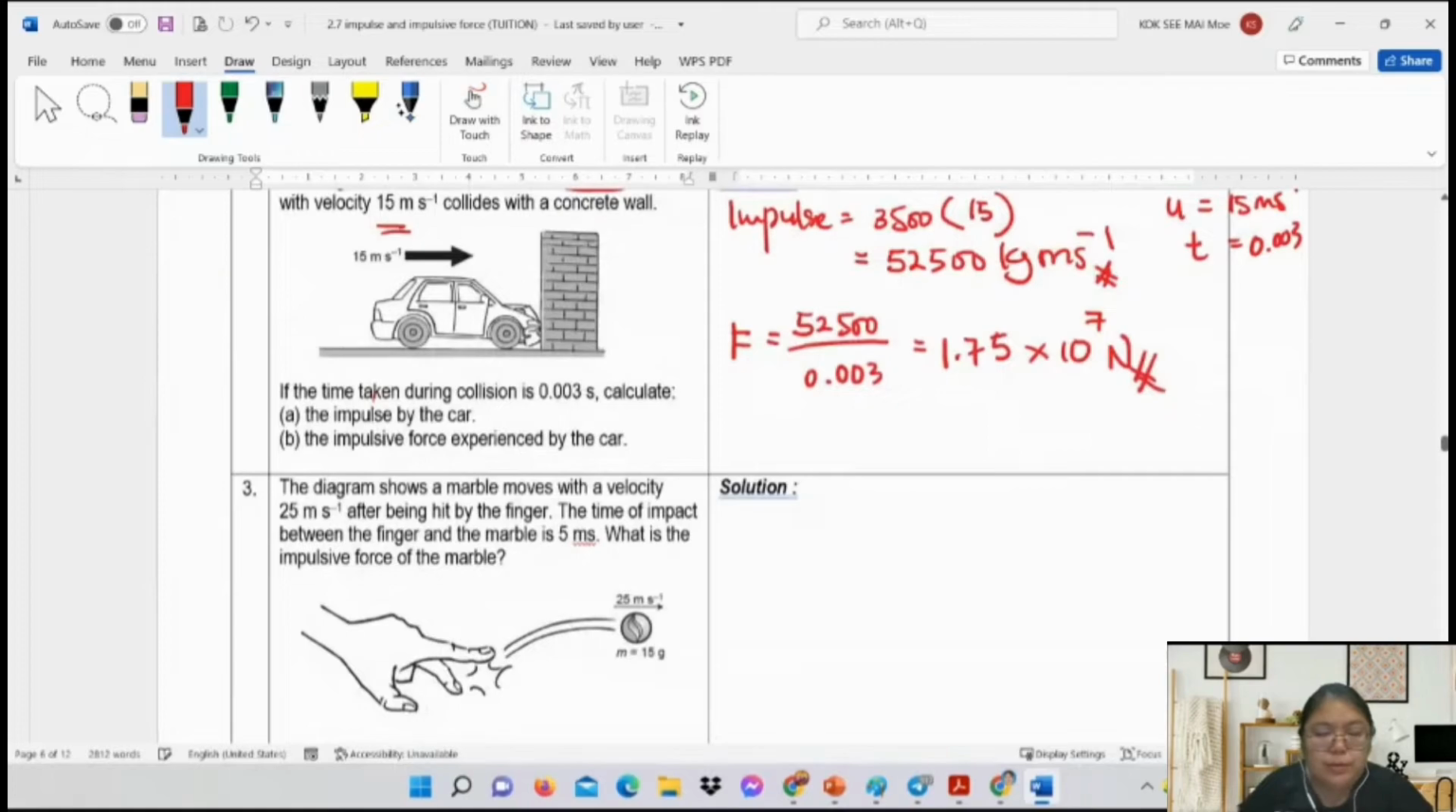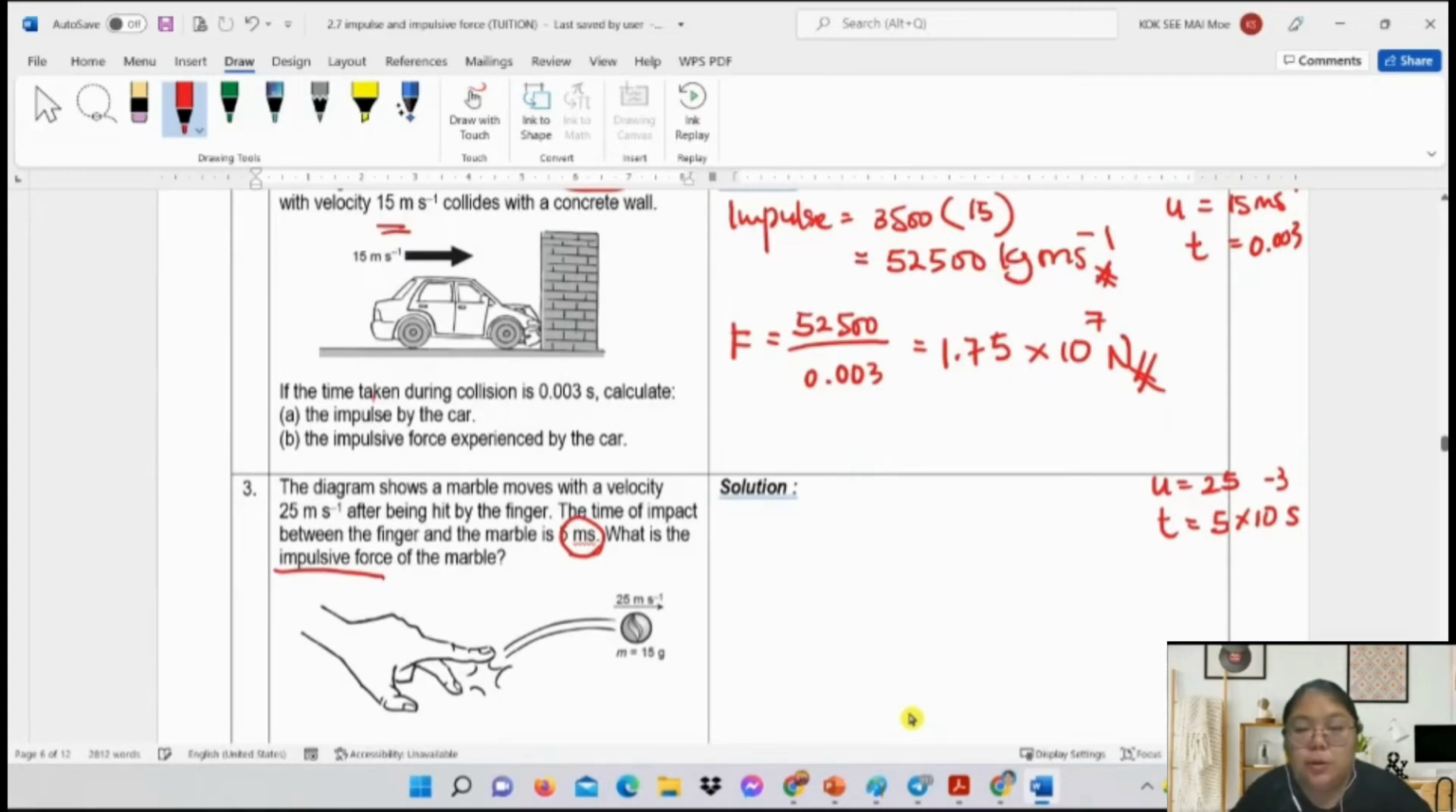Okay, then we go to number 3. Diagram shows the marble moving with the velocity 25. After being hit by the finger, the time of the impact between the finger and the marble. Now you must be careful. What is this? 5 ms. What's 5 ms? M stands for milli, so it's 5 milliseconds. If I convert 5 milli to seconds, I multiply by 10 to the power of -3. Milli is -3. So what is the impulsive force?